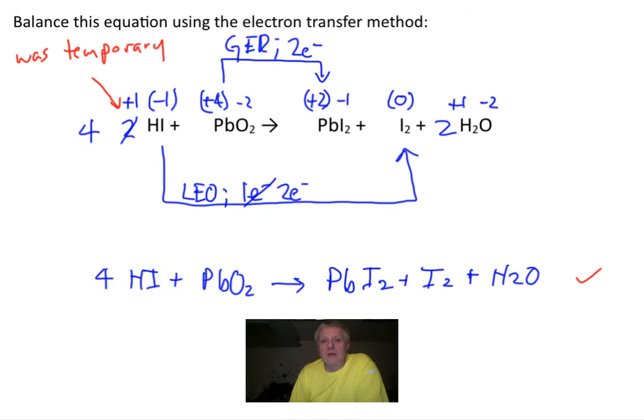So balancing redox reactions using oxidation numbers, balancing by assigning oxidation numbers, and balancing electron transfer. Again, this takes a bit of practice to get used to the protocol, so by all means, go ahead and practice. And that concludes this video.